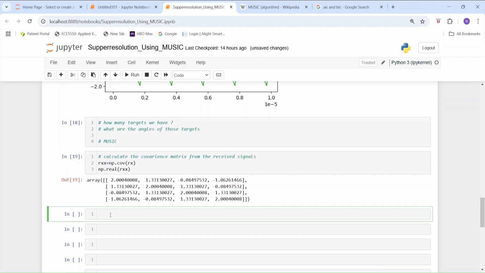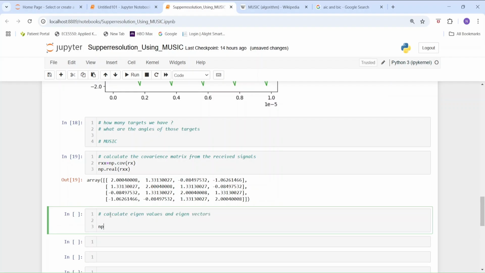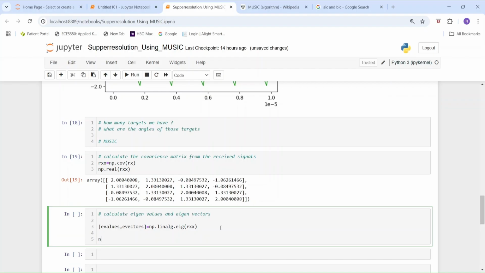Now the second step is to calculate eigenvalues and eigenvectors. Here also we'll use the built-in function in NumPy. Let's say two variables, eigenvalues and eigenvectors, so e values and e vectors. We will figure these out from np.linalg.eig, and we need to pass this covariance matrix Rxx. Then let's plot out np.real values of the eigenvalues.